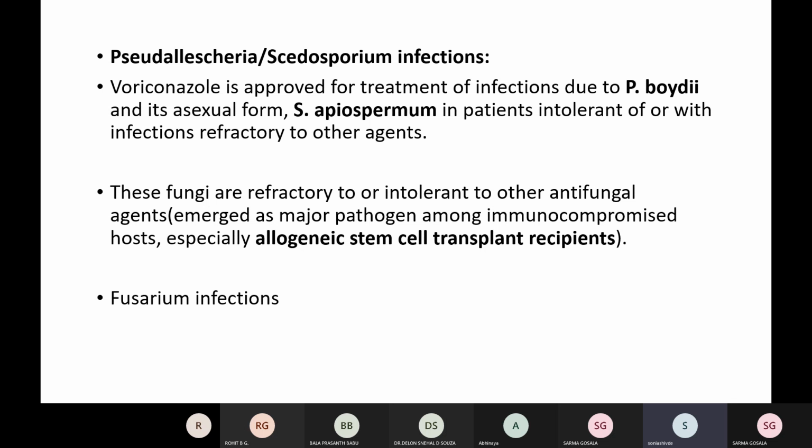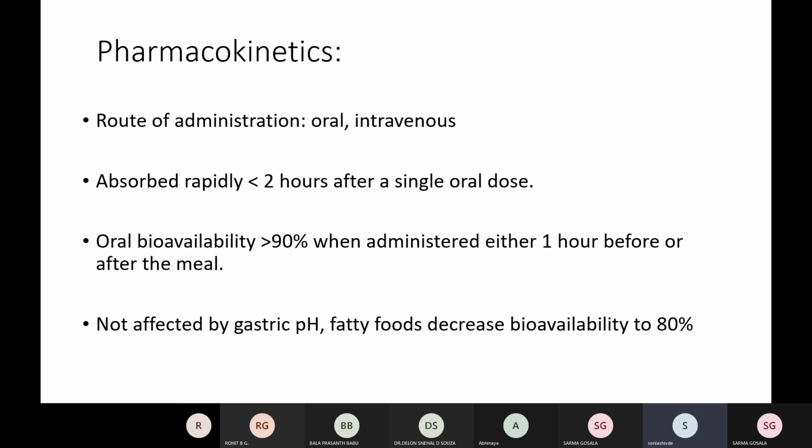And as I already mentioned before, these fungi are refractory to or intolerant to antifungal agents, and they have emerged in the current scenario as major pathogens in immunocompromised hosts. And then the last one is Fusarium infections. Coming to pharmacokinetics, the routes of administration of voriconazole are oral and intravenous. Oral we can give in the form of tablets or oral suspension, and intravenous.